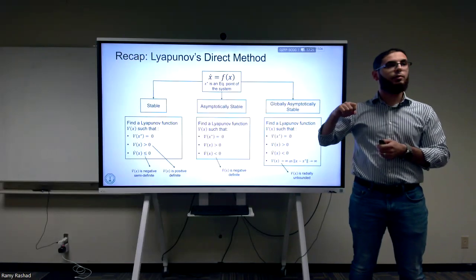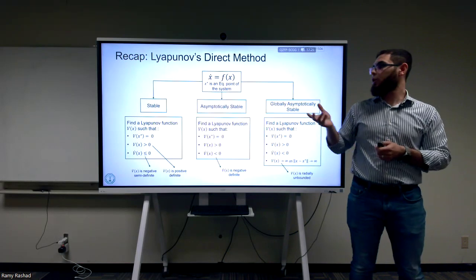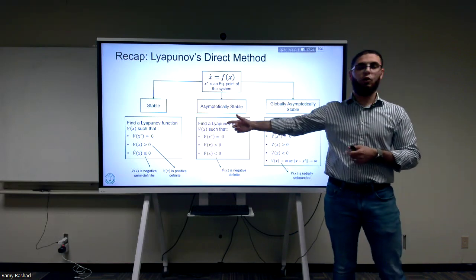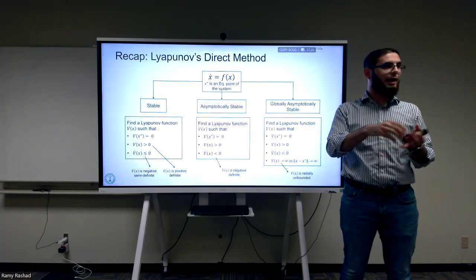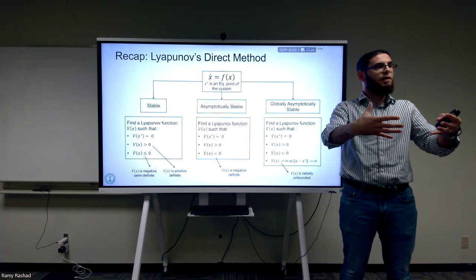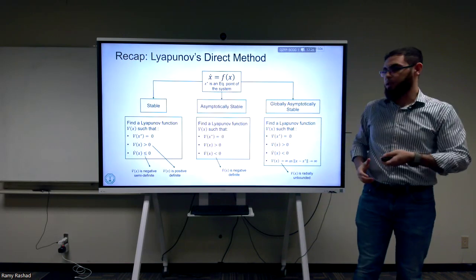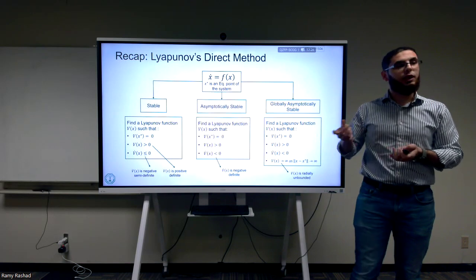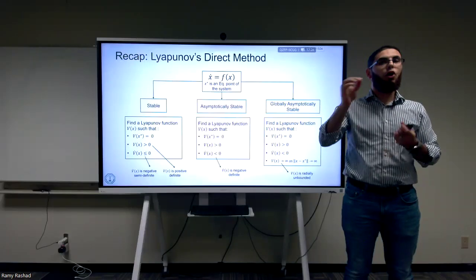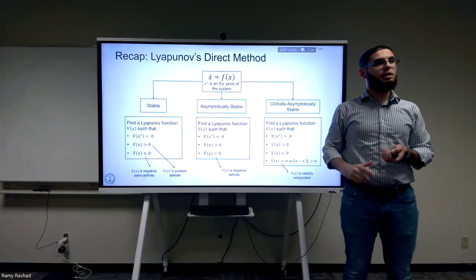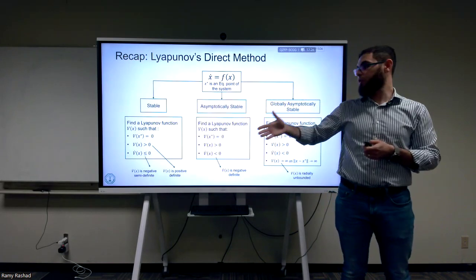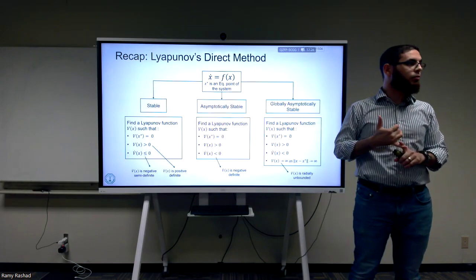So if x star is an equilibrium point of the system, you can prove that x star is stable, asymptotically stable, or globally asymptotically stable, provided you can find a Lyapunov function such that it has 0 at this equilibrium point and it's positive everywhere. So we're saying that this means it's positive definite inside of a neighborhood of this equilibrium point. And if you can show that the rate of change of this scalar function along the trajectories of the system, x dot equals f of x, is negative semi-definite, then you can prove stability.